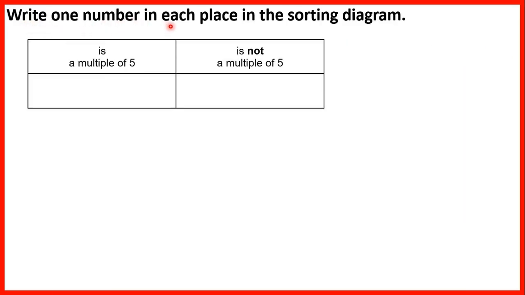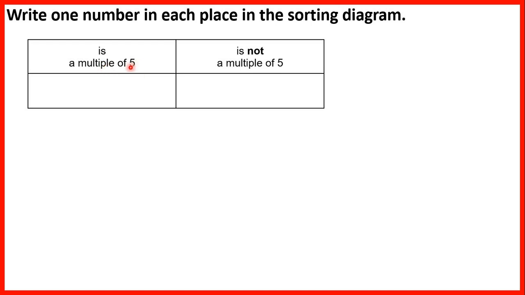Write one number in each place in the sorting diagram. So we need to write a number that is a multiple of 5 and a number that is not a multiple of 5. Remember, a multiple of a number is a number in that number's times table.